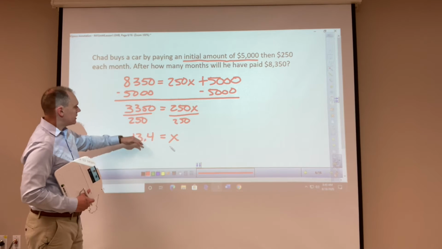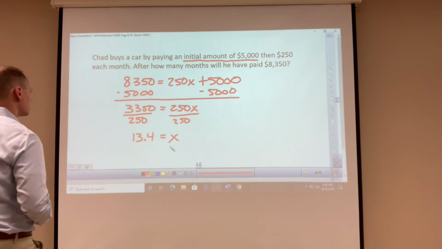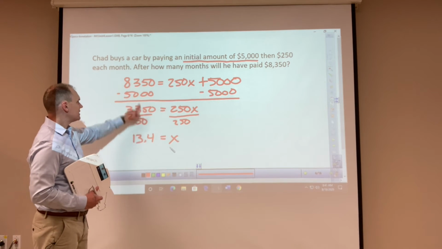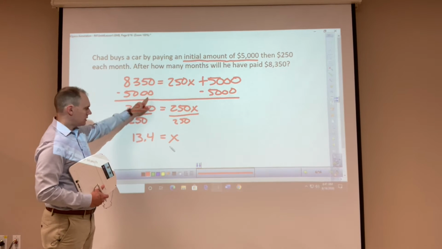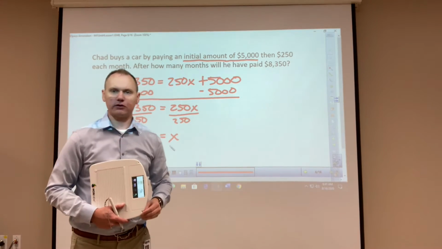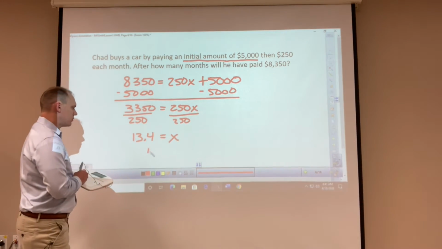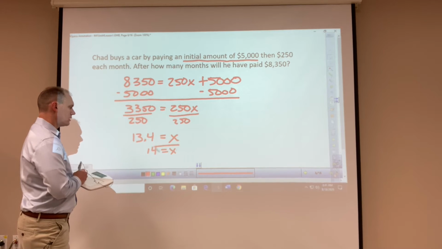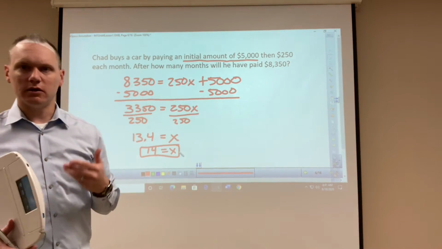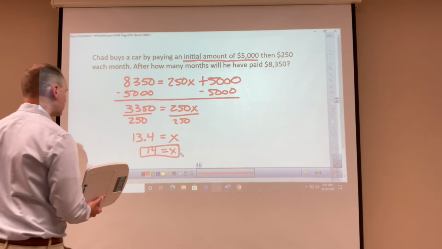So he doesn't pay like in the middle of the month. He pays after each one goes by. So on month 13, he hasn't paid that much yet. It's not until month 14 that he'll actually go above the 8,350. So really, our answer here would be month 14, in which that will happen. So you got to use your number sense, use your reasoning skills to think this through.